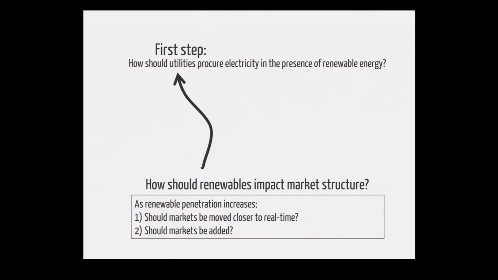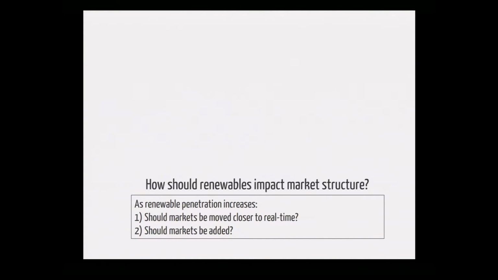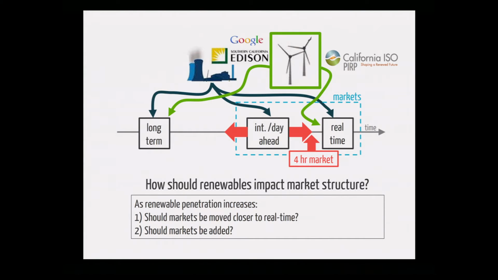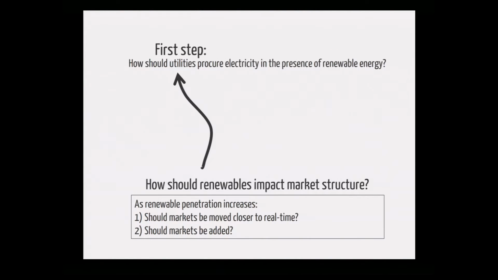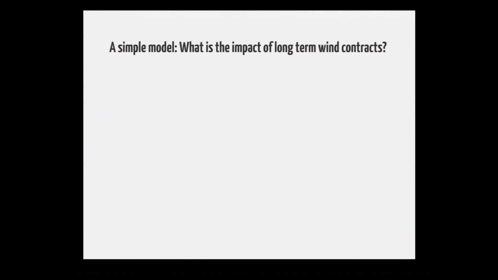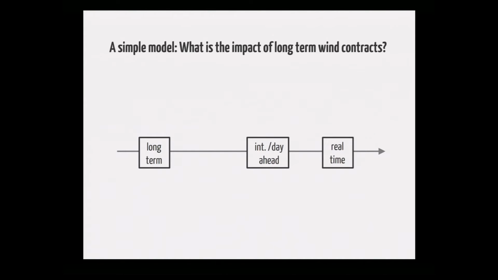So the first step maybe is to think about, suppose we have a situation like this, and we have wind coming in the long term. How does that affect procurement in the other markets? So if you're a utility and your job is to make sure supply matches demand, and there are wind contracts that you have to take because you're mandated by the legislature to improve sustainability, what does that impact? How do the long-term contracts impact what happens in these other markets?